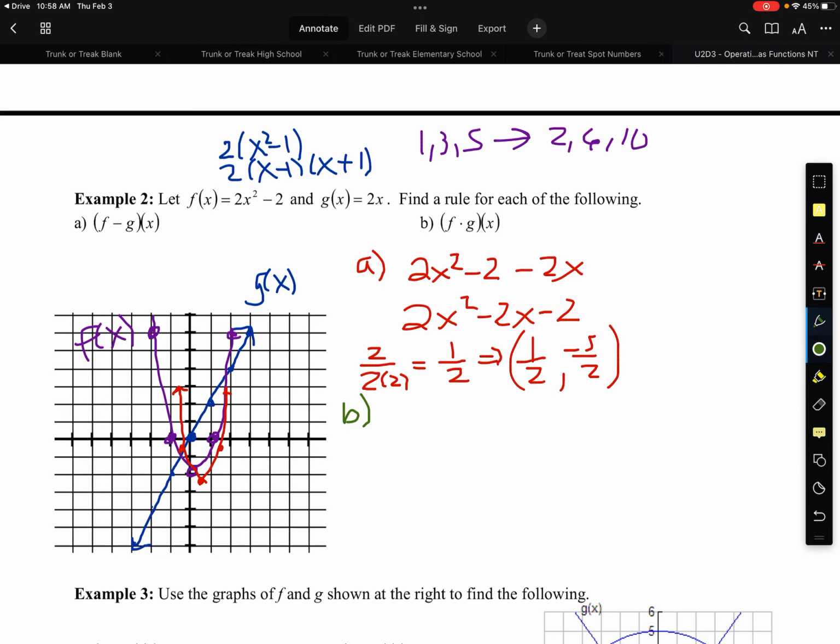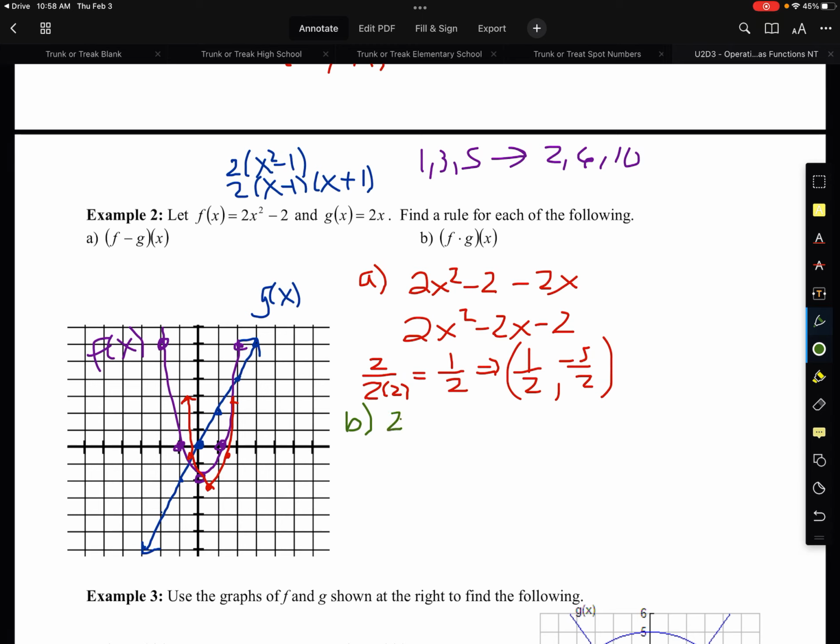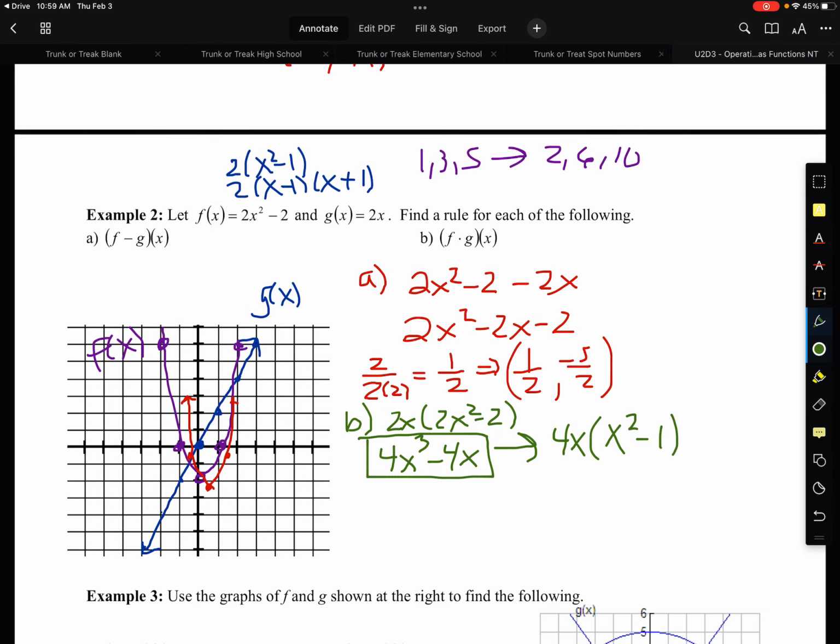If we go to part B, we're being asked to FOIL them together. So we have 2x times 2x squared minus 2, which gives us 4x to the third minus 4x. There's our rule. But for the purpose of graphing, we can break this down. If we factor out the GCF of 4x, we get x squared minus 1, which tells us that we have roots at 0, 1, and -1.